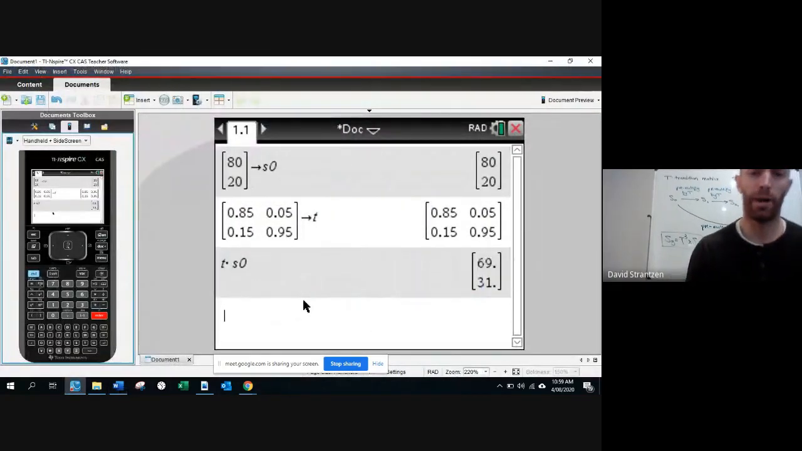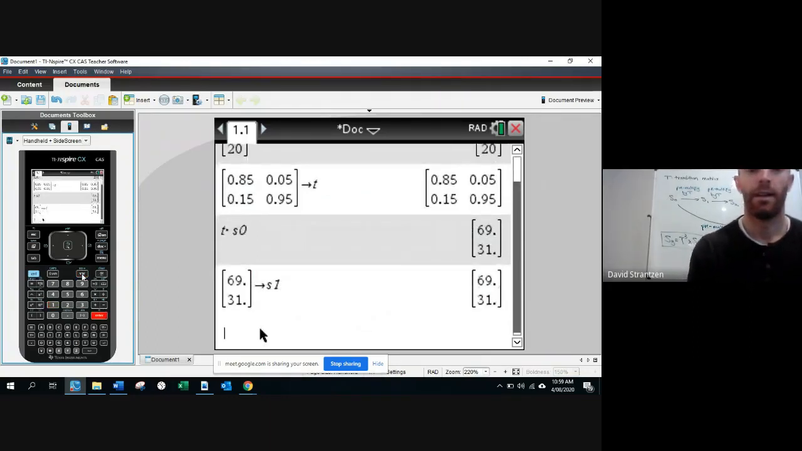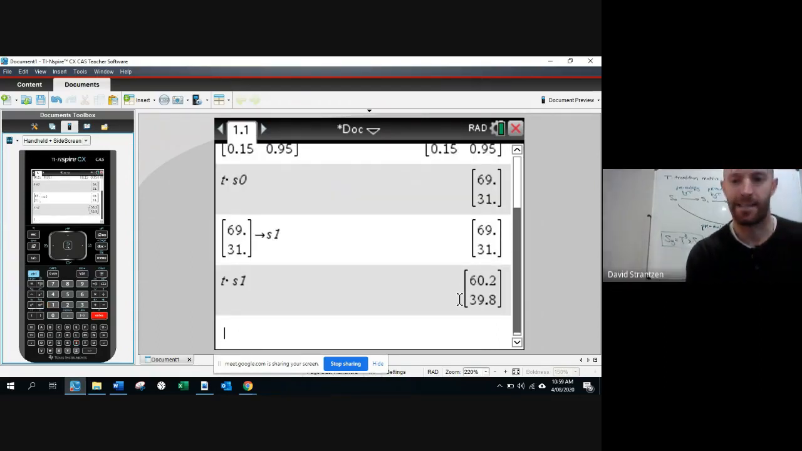Now, I want to work out what S3 is. This was S1. We want to work out the number of operational and broken machines after 3 days. So what I can do is take this matrix and store it as S1. Now the calculator recognizes this as S1. Now, if I want to find out what S2 is, I do T times S1. So this is the next day now. This is 60.2 machines operating and 39.8 machines broken. So again, this is S2.